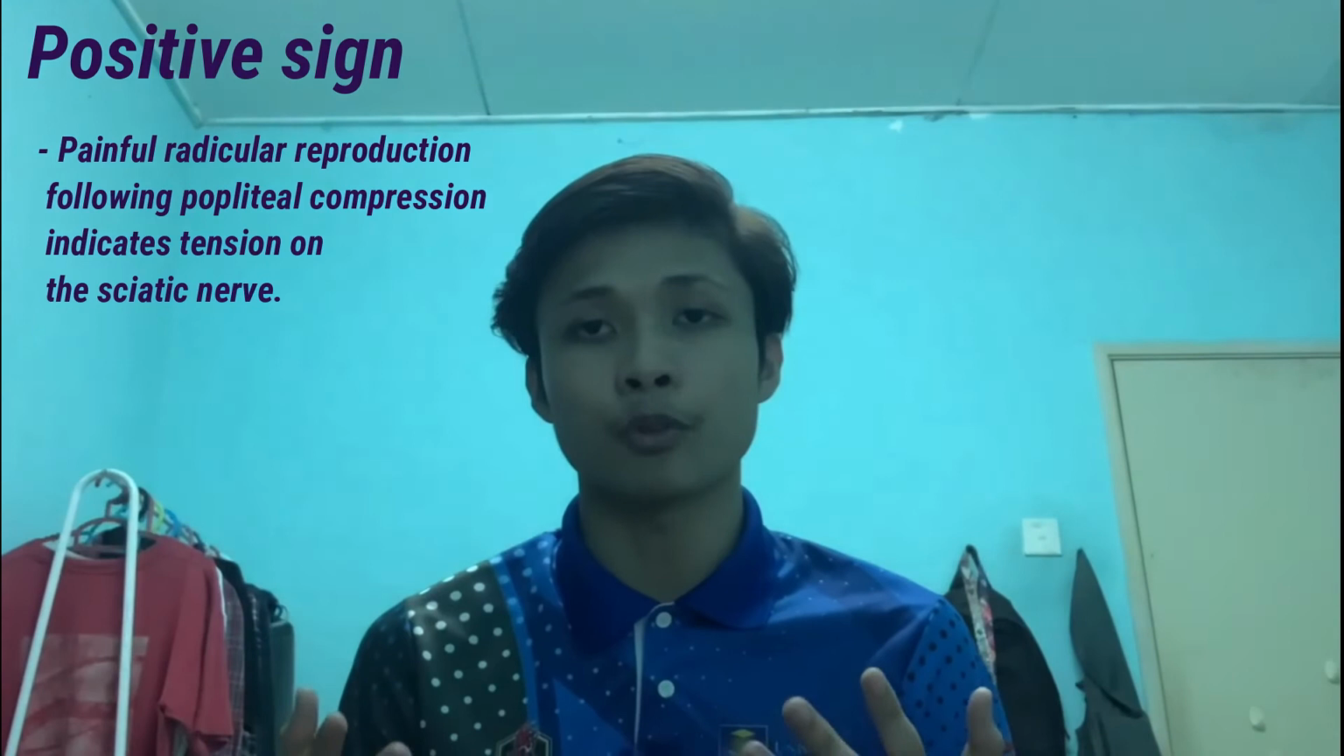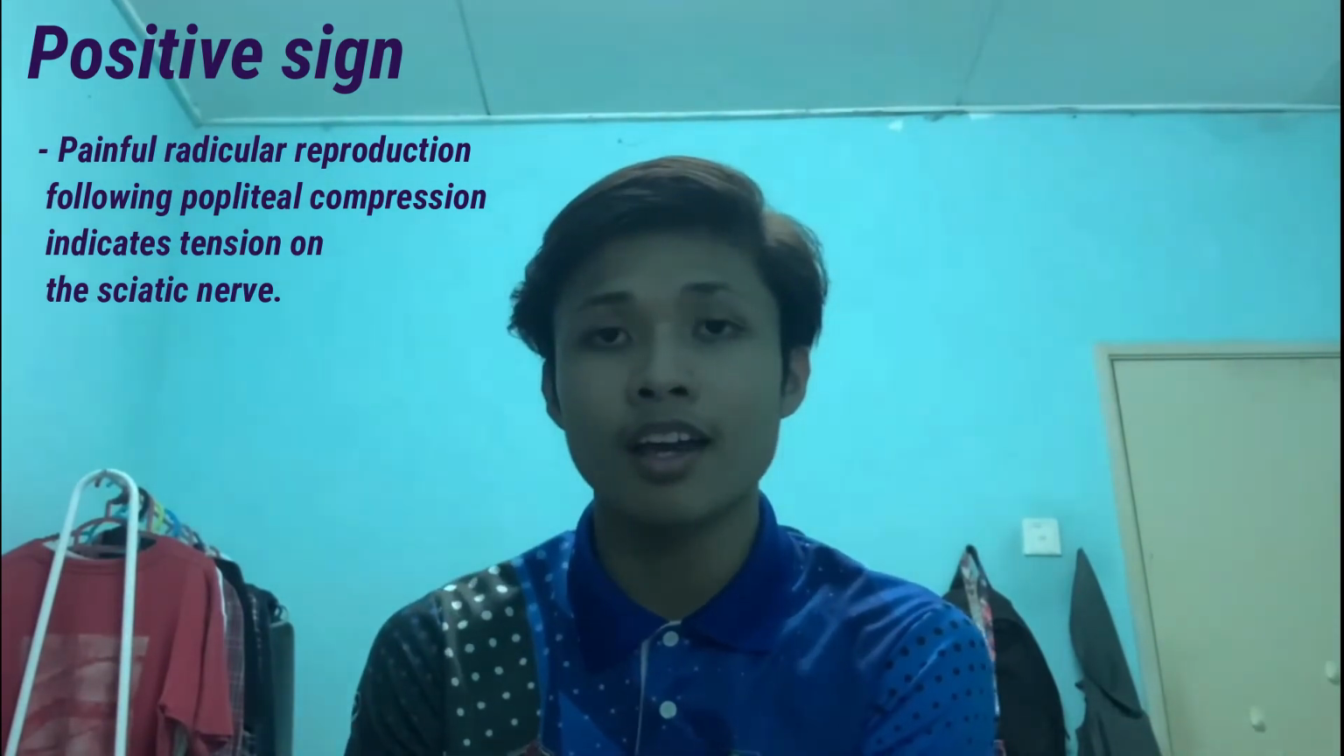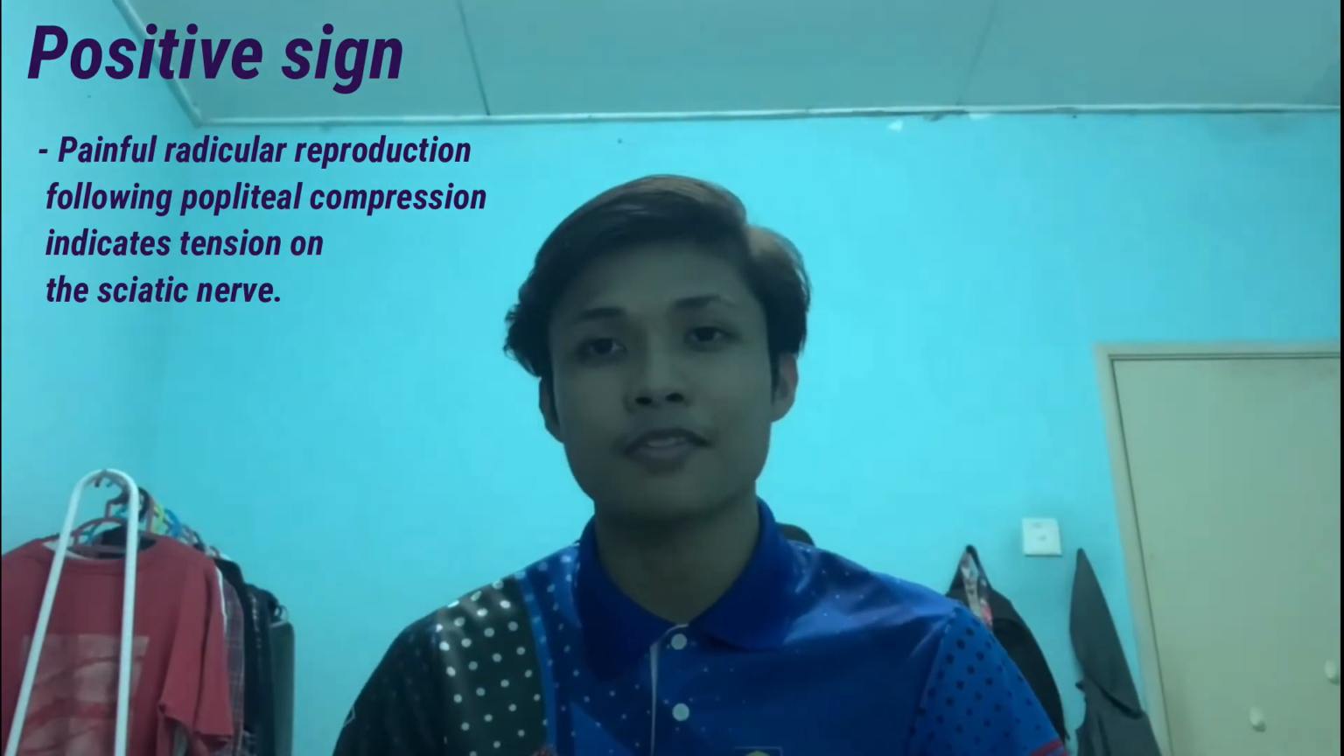Positive sign for the bowstring test and our last test is painful radicular reproduction following popliteal compression, which indicates tension on the sciatic nerve. That's all for the procedure.